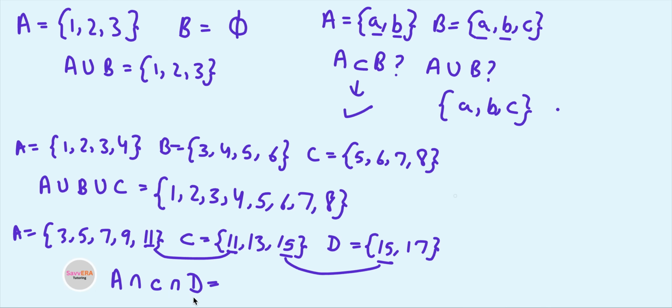So we would say that this right here is the empty set. Okay, because there's nothing that is common between them. So we have elements that intersect between A and C, and we have elements that intersect between C and D, but nothing that is intersecting all three sets at the same time. So therefore, it's an empty set. Okay?